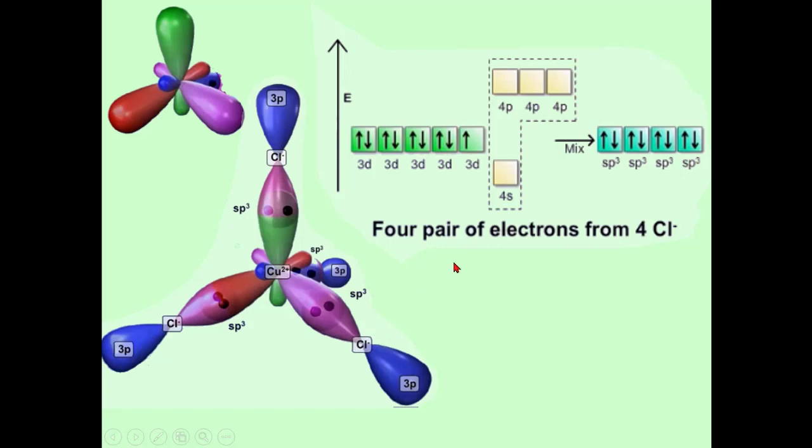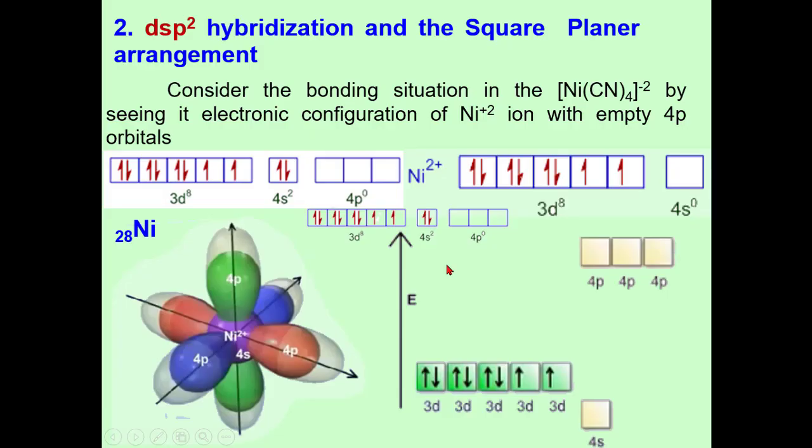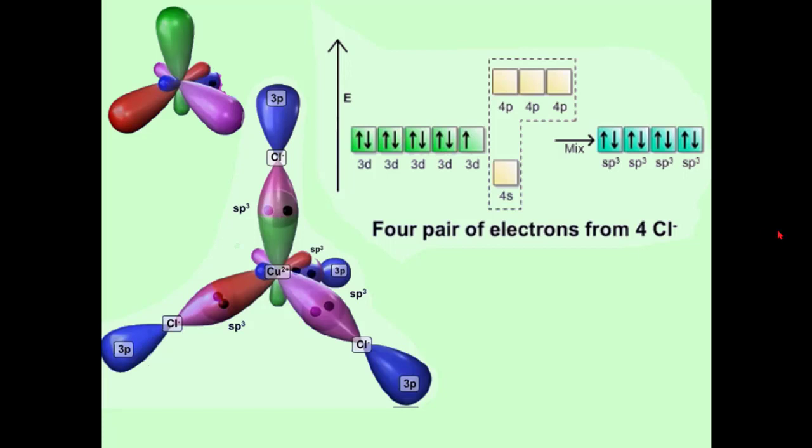So after the addition to copper, copper has plus 2 and chlorine has 4 minus, so these 4 minus add with copper and the total charge of the coordination sphere comes to minus 2. So you may understand now how the charge of the coordination sphere comes to minus 2. So this is the first example.